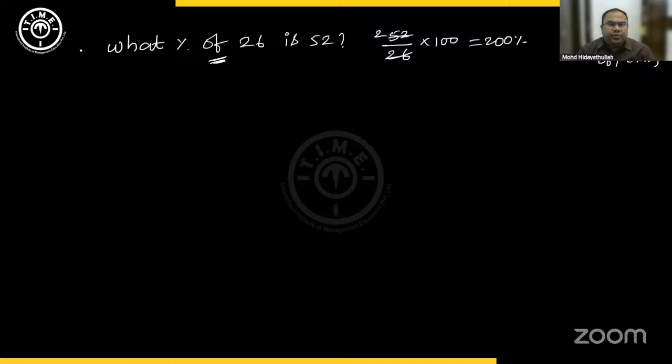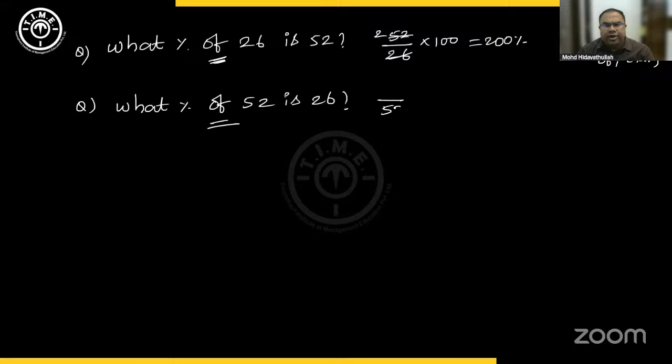If I ask you, what percentage of 52 is 26? After half, we have 52. So 52 in the denominator, 26 in the numerator, into 100. 1 upon 2, it has to be 50%.